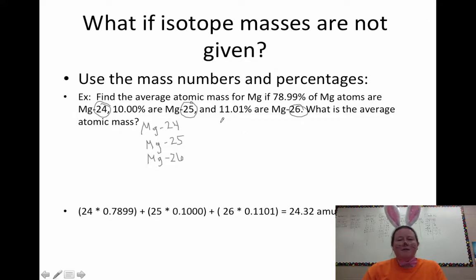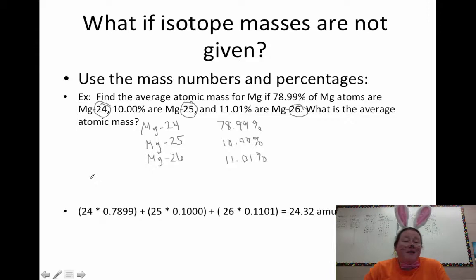Their relative abundances, 24 is 78.99%, 25 is 10.00%, and 26 is 11.01%. So even though you can see this right here, I'm going to write it out because I encourage that if you're watching this, you are writing these examples down so that you have them in your notes. Your notes would be a good resource for you to go back to if you are solving problems and need extra help. So percentages first.